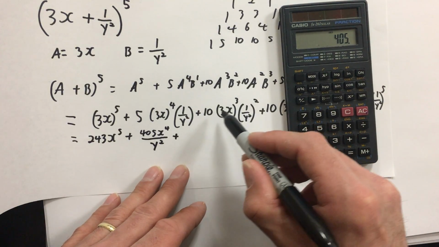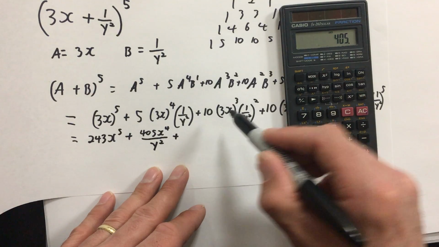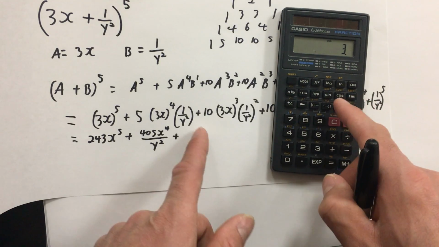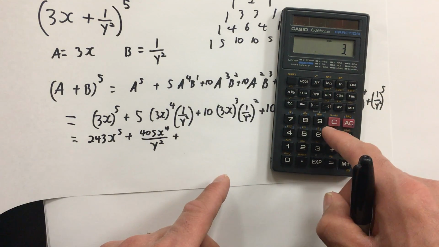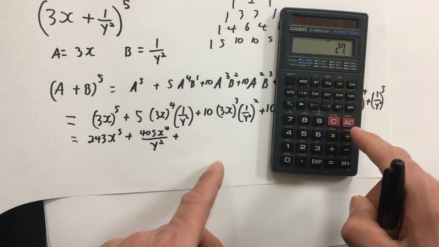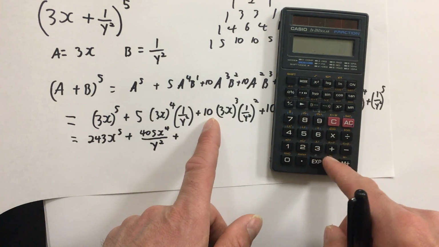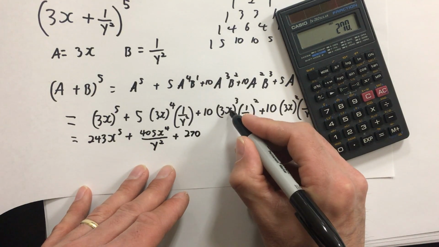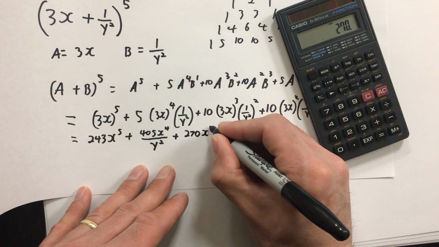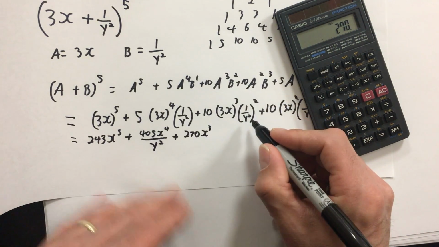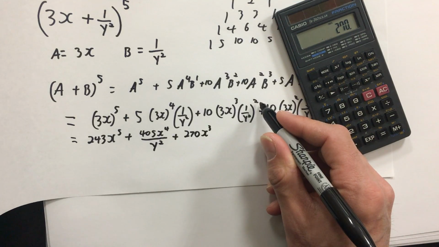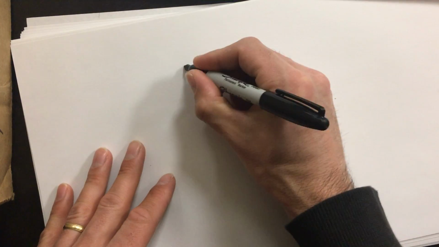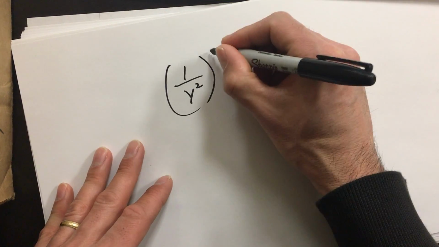Over here we've got 10 times the third power of 3 times the second power of 1. So I've got the third power of 3, which is 27. Multiplied by 10 is going to give us 270. Now we have the third power of x. And we've got 1 over y squared, and we're squaring it. So let's review this exponent rule here.